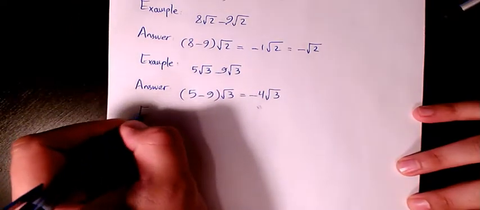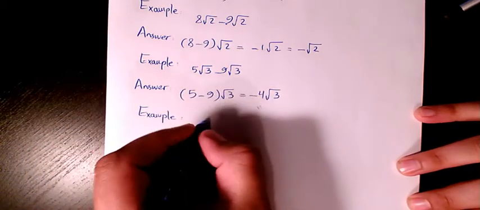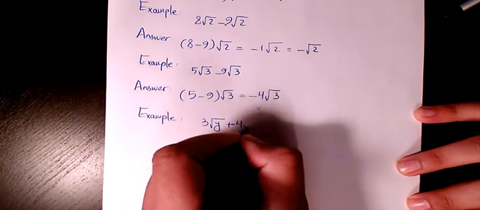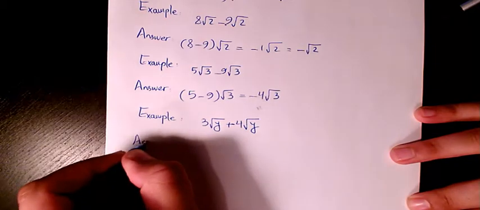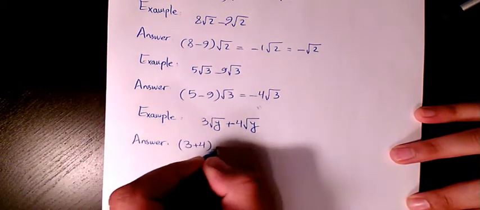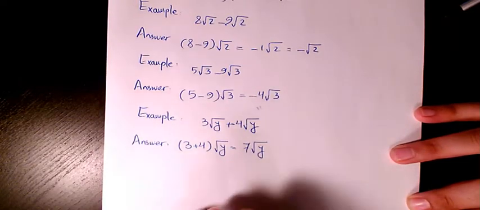Next example is 3 root y plus 4 root y, or square root of y. The answer will be 3 plus 4 times square root of y, which is 7 root y, or square root of y.